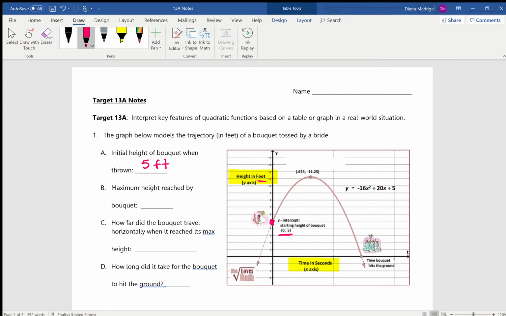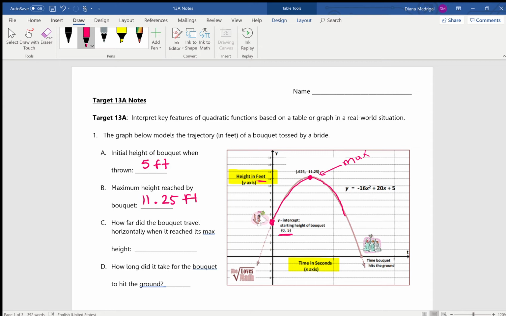The maximum height, well, I noticed that my trajectory for this is going to be right here, and then it's going to go down. So this is my maximum. And we're looking for the height. So I'm looking for the y, which is 11.25 feet.